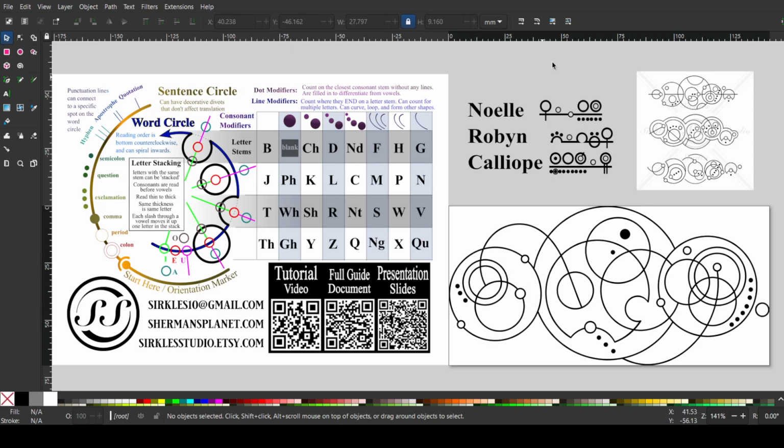So here's our first word, which is Noelle, and starting at the bottom of the word circle, we have this completed circle, this shape here, which is in this row. And that completed circle has one line ending on it. So that line there ends on it, like that one there, making it in the one line column.